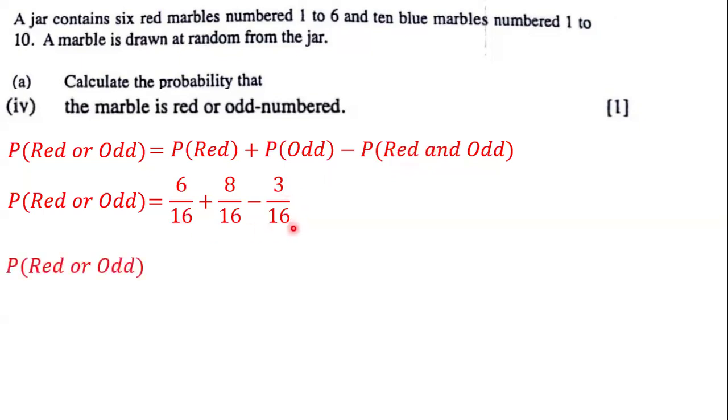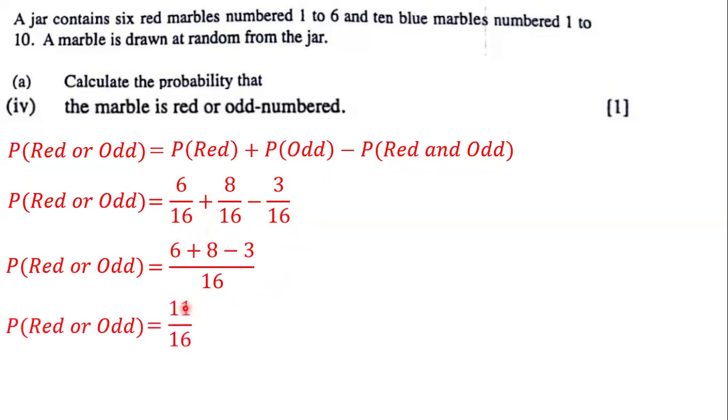Since the denominators are the same, we can operate on the numerators. So we have 6 plus 8 minus 3, and 6 plus 8 minus 3 is 11. So it's going to be 11 over 16. So the probability of red or odd numbered is 11 over 16.